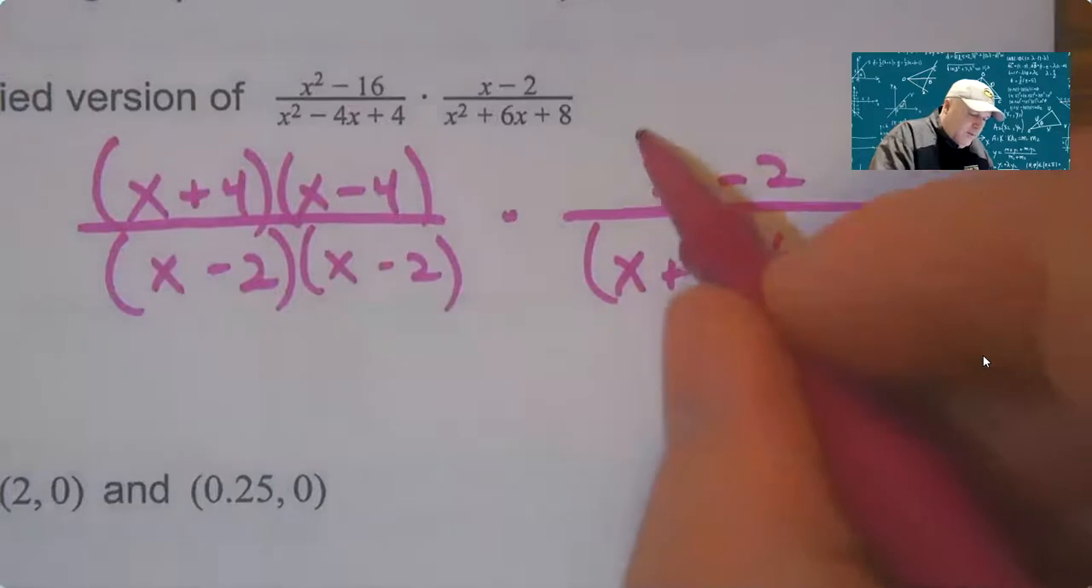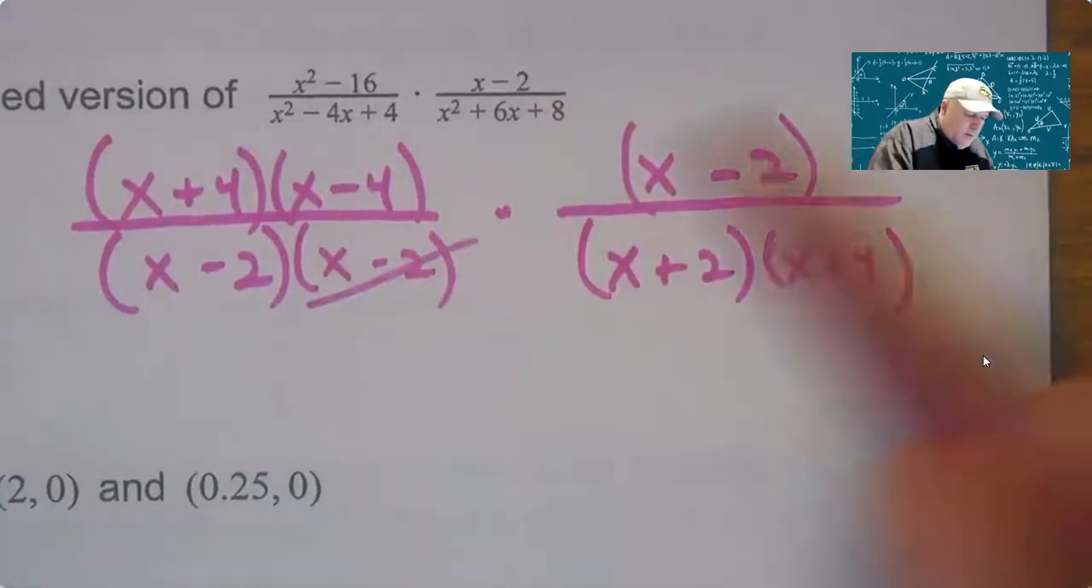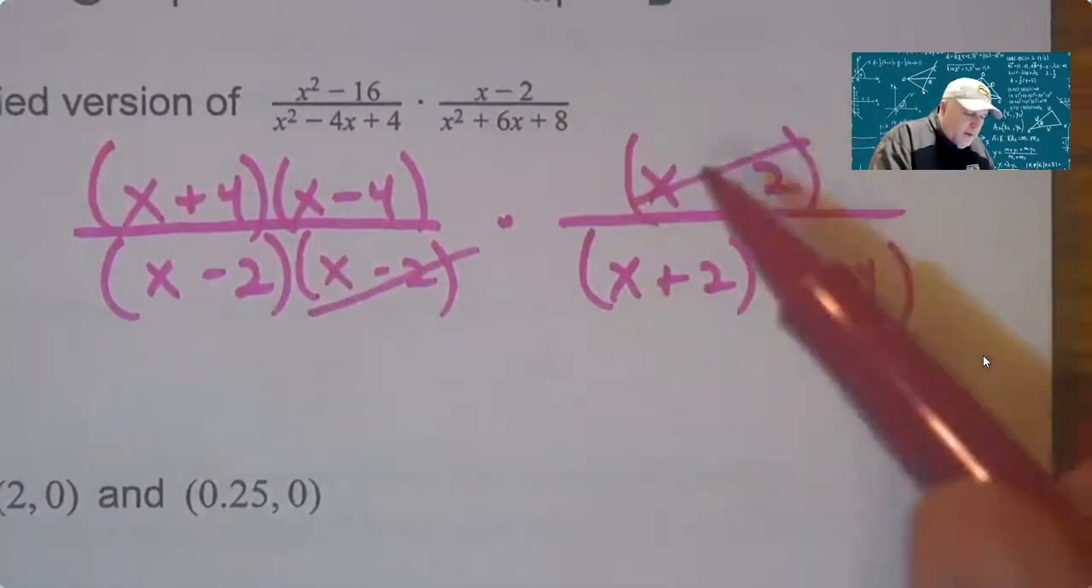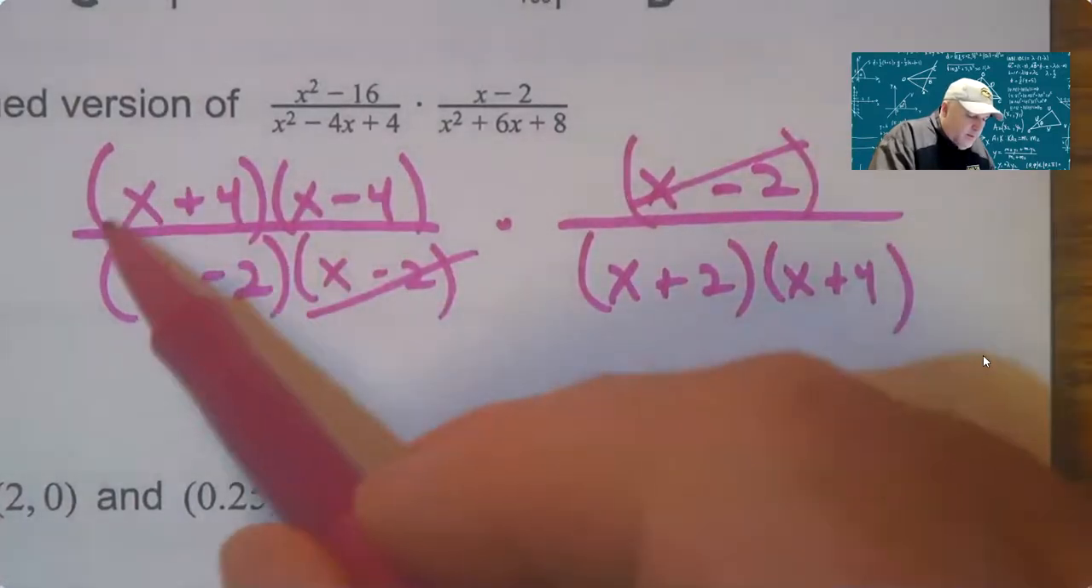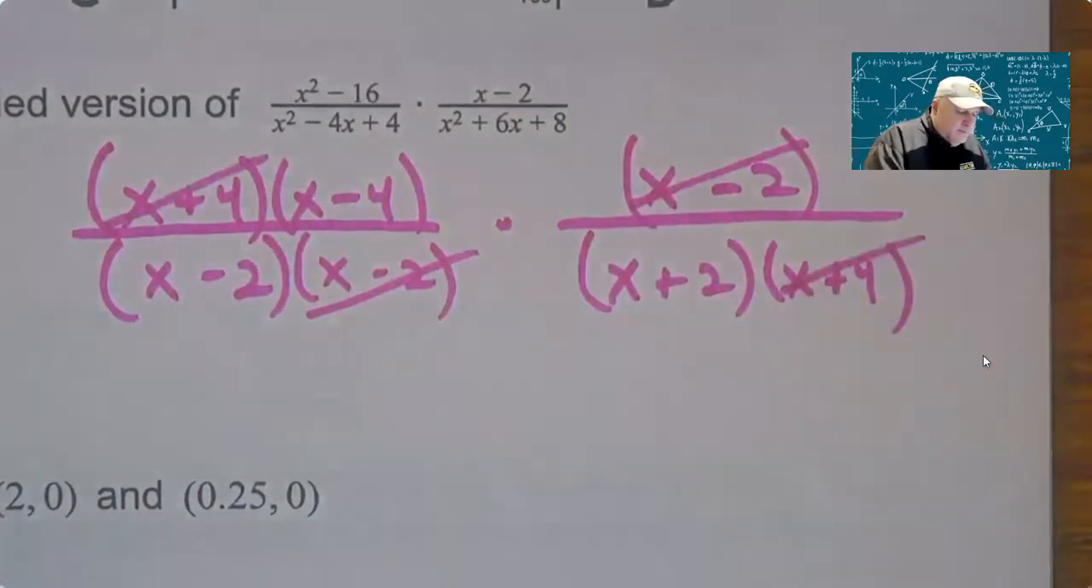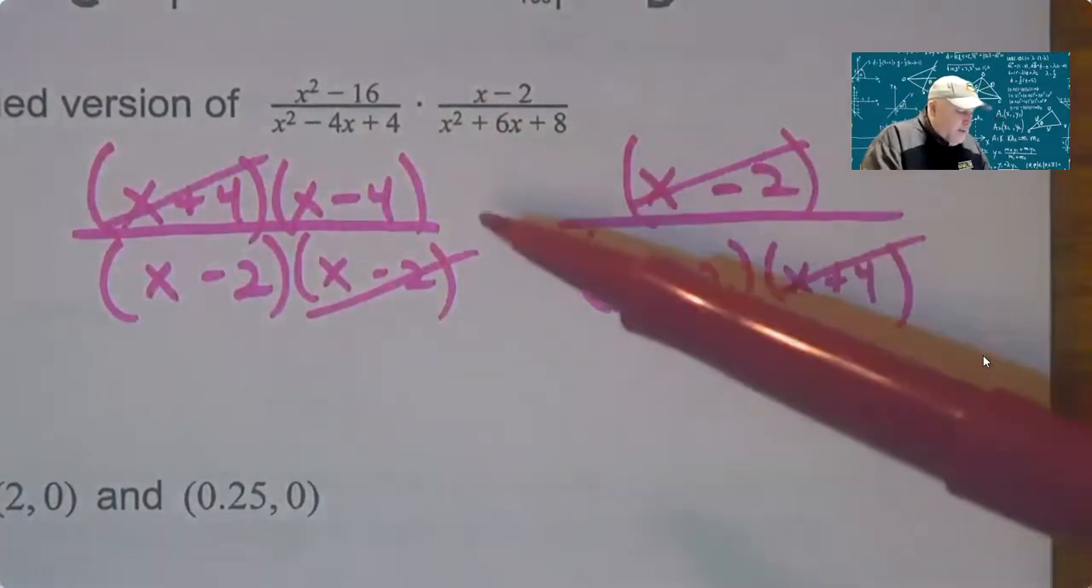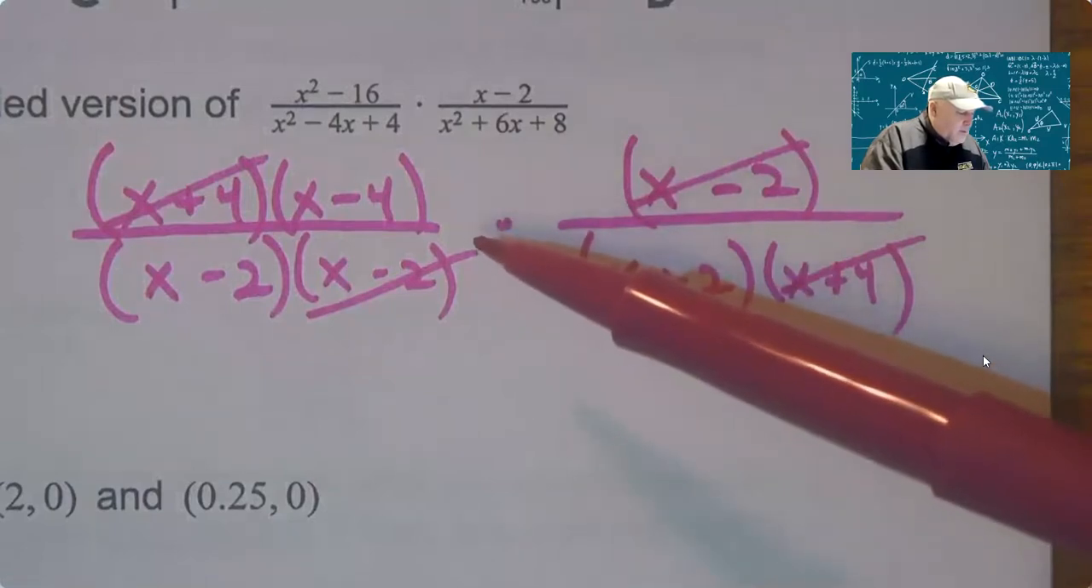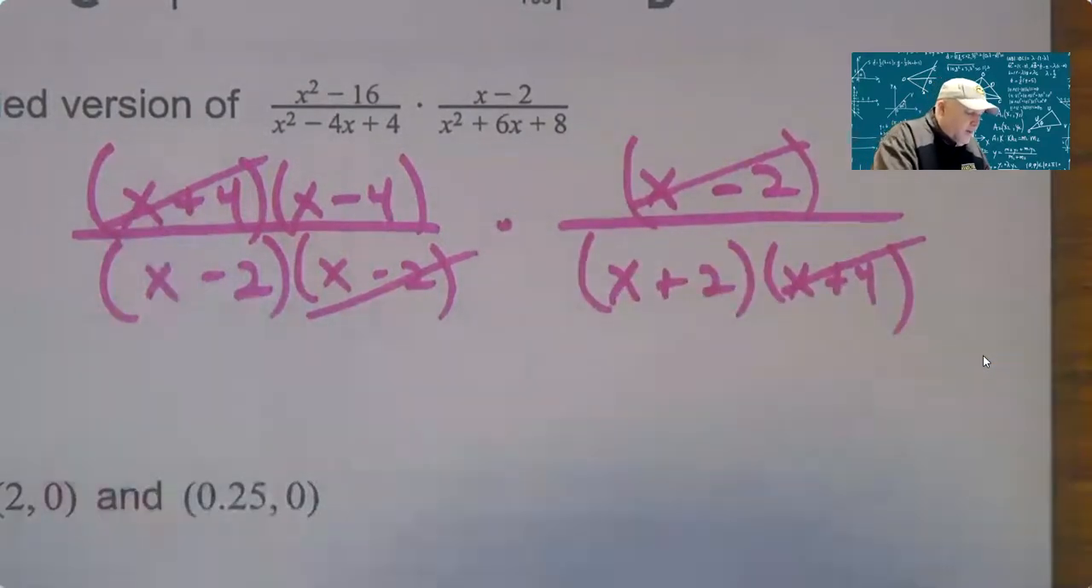Now you can cancel. We can do one of these with one of these. We can do this one with this one. And so we have x minus 4 in the numerator. Well, that game is over. I can see that it's going to be D.